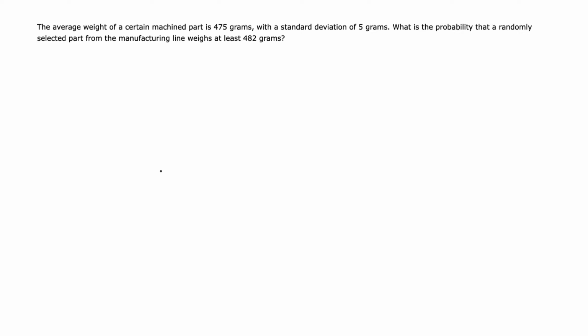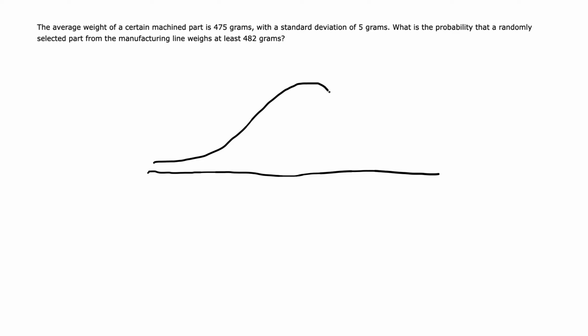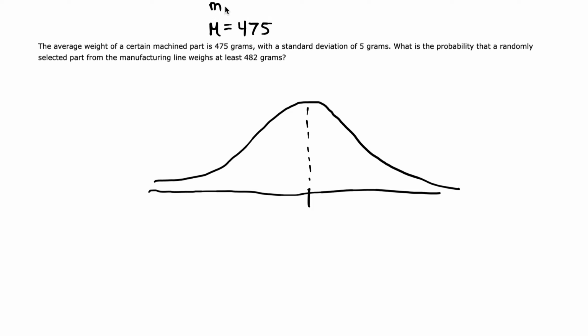I'll start this problem with a picture of the normal curve for these machined parts. The weights of these manufactured parts are likely to be approximately normally distributed. The average weight is going to be the mean, mu, and the standard deviation has the symbol sigma. Those are two things we want to identify in the problem.